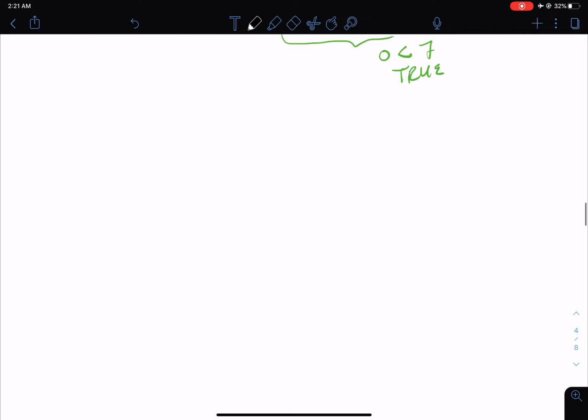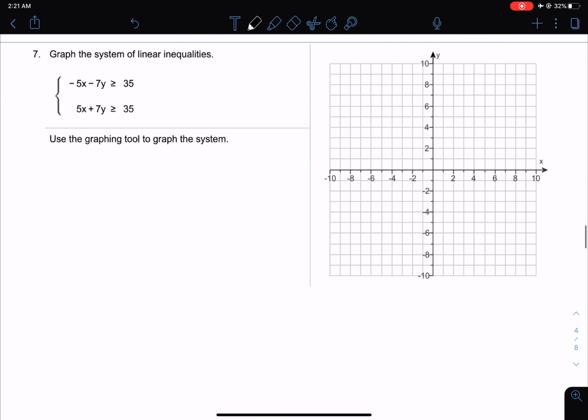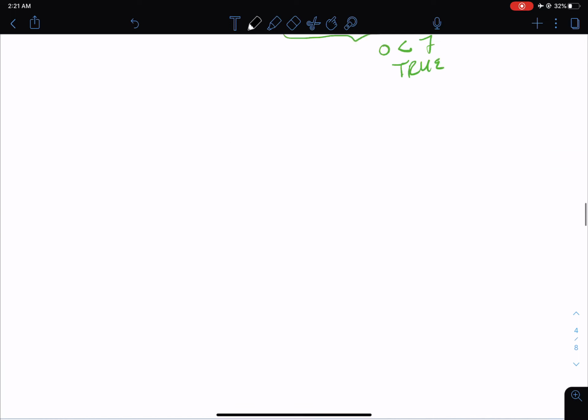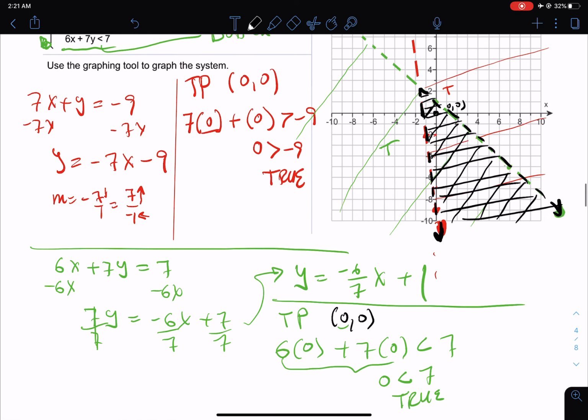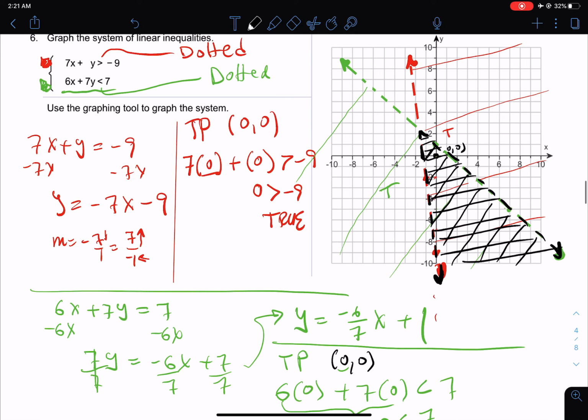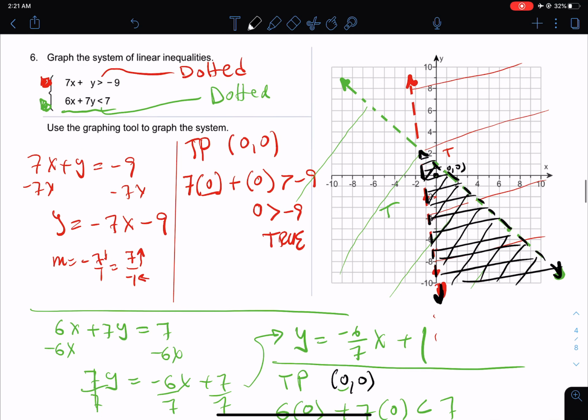Let's take a look at number 7. Number 7 is slightly unusual in some ways, so let's see how that goes. This is number 7. And just to reiterate again, this black double shaded region shows all the points. Every point in this black double shaded region will be true for the red line, and at the same time will be true for the green line.